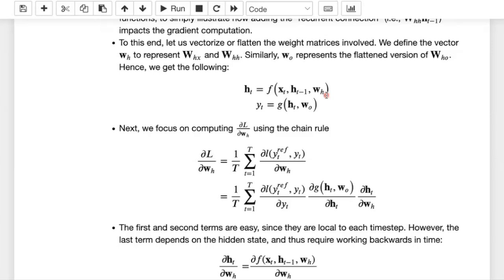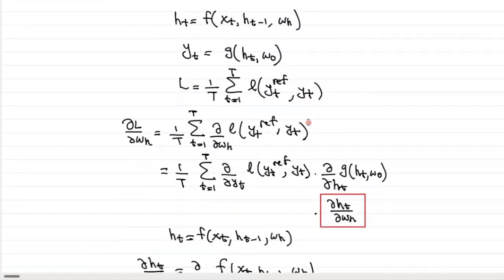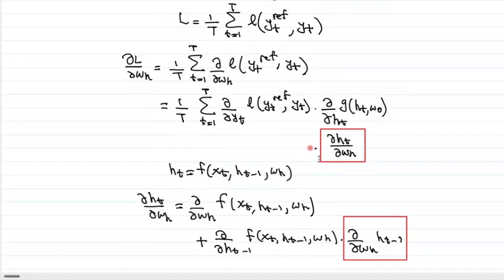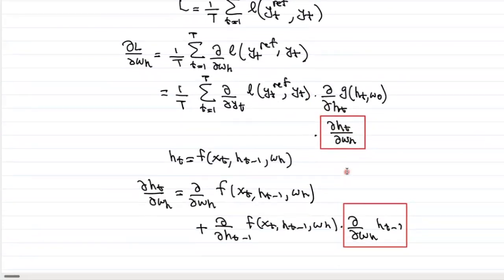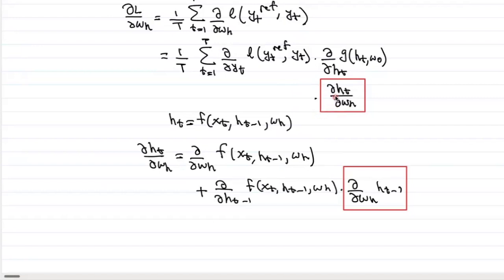So I'm going to go through the different steps that we have here in this notebook. That's where we stopped in the previous notebook. And so let's find this. Okay, so what is HT? Let's write that again so we don't forget. It's a function of XT, HT minus 1, and WH. And so in order to find this partial derivative, you can find the partial derivative of F with respect to WH, and we may be tempted to stop here.